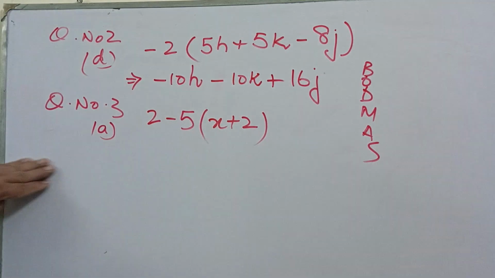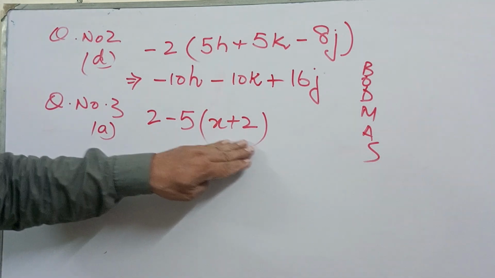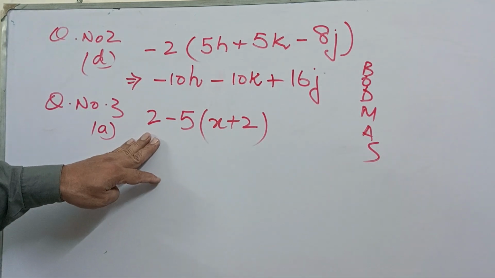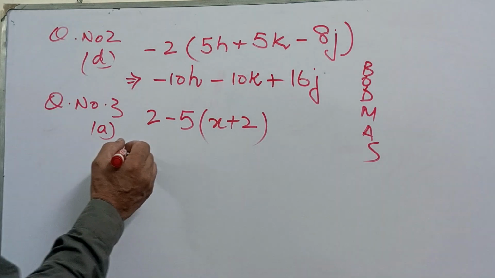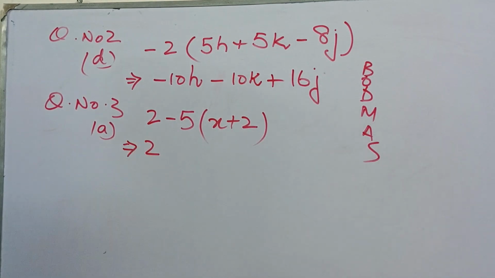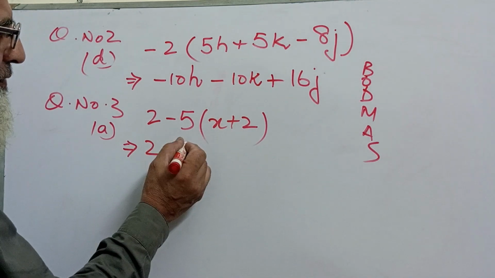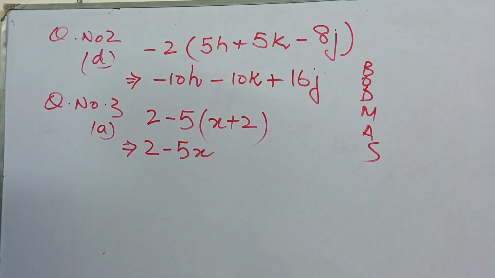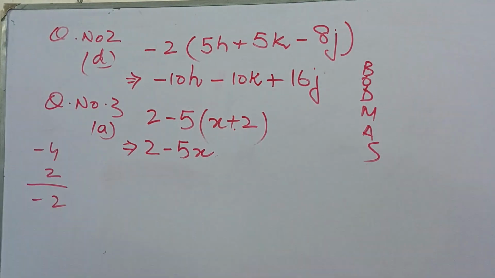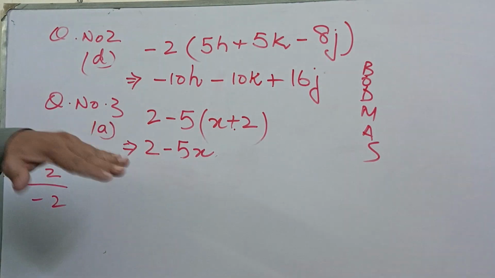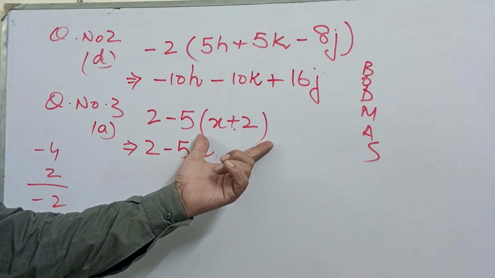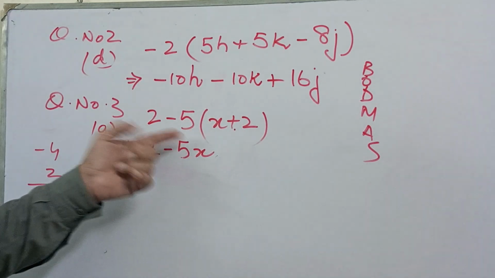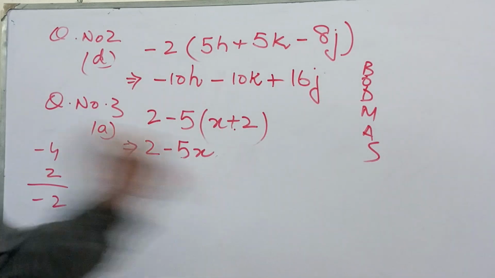Whatsoever is written before this bracket is not concerned with it. This bracket is not concerned with 2. So what will we do here? We'll write 2 as it is. We'll leave it, and then write minus 5x. My dear students, how will we solve it? I told you that this bracket is concerned with this 5 only, not with this 2, because of this BODMAS rule.